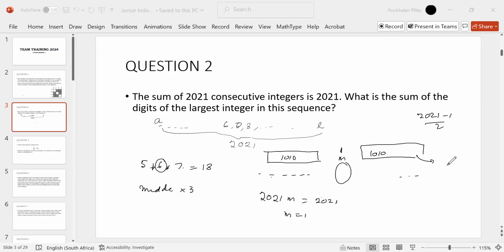So you can see the very last number will have to be 1011. They're consecutive numbers, right? So the last number, L, is 1011. And this is the largest one, because they're all increasing, and the sum of the digits is 3.